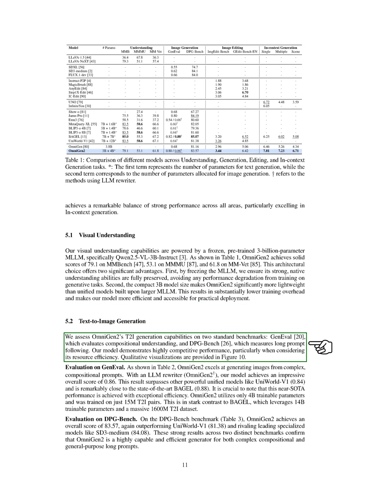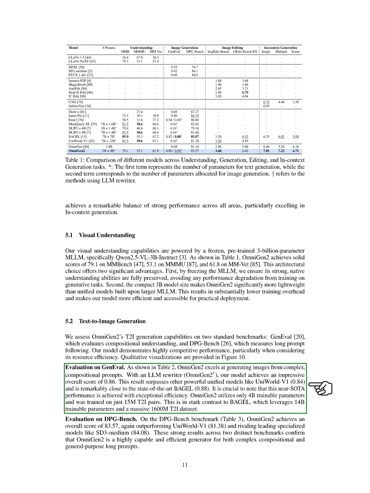In text-to-image generation, we evaluate OmniGen2 on two benchmarks: GenEval, which tests compositional understanding, and DPG-Bench, which assesses long prompt following. Our model shows competitive performance, especially in terms of resource efficiency. On GenEval, OmniGen2 achieves a score of 0.86, surpassing other models like Uniworld v1 and coming close to the top model, Bagel. Notably, we achieve this with only 4 billion trainable parameters and a smaller dataset compared to Bagel.